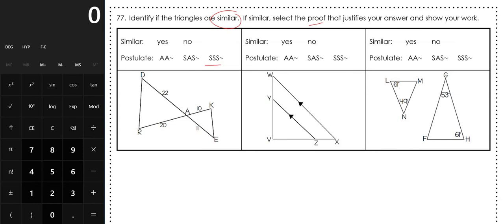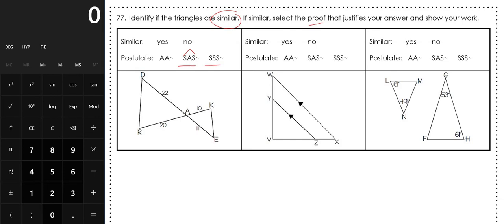The second similarity theorem is SAS, which says that two pairs of sides are in proportion, but the angle in between them is congruent. So angles should never, ever, ever be different sizes if you're looking at similar shapes.